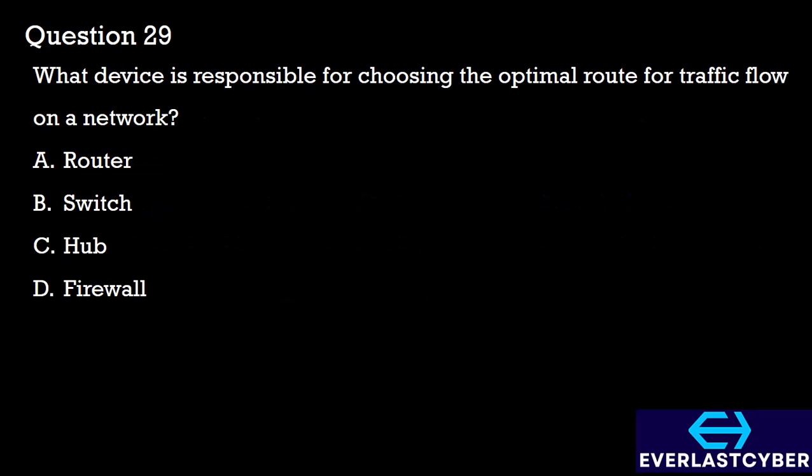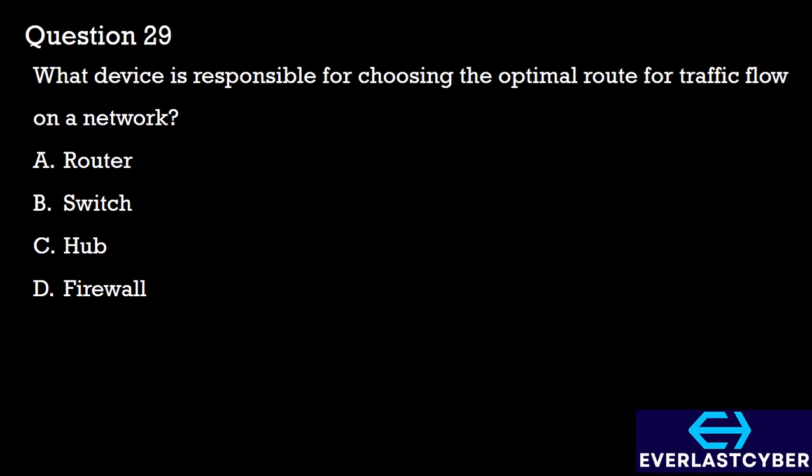Question 29. What device is responsible for choosing the optimal routes for traffic flow on a network? A. Router. B. Switch. C. Hub. D. Firewall.